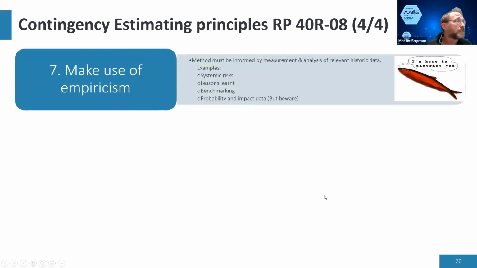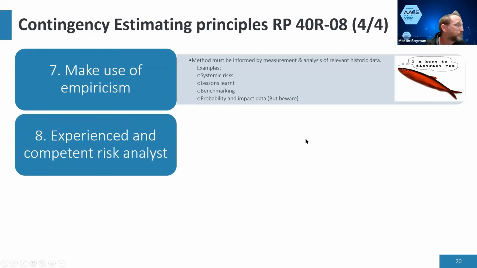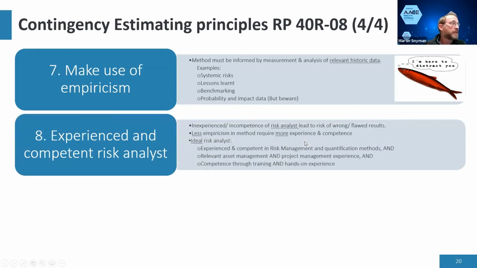Okay, making use of empiricism. You should make use of data wherever possible, specifically for systemic risk, and we'll get into that when we talk about parametric modeling methods. You should look at lessons learned, what risks have happened, how bad did it happen, benchmarking results, probability and impact data for past projects, but beware that sometimes the data can lie to you. I would hazard a guess that most of the people on the call, or probably all of them, nobody on the call has possibly ever had their house burned down. But that doesn't mean that it doesn't happen and that you should go and cancel your fire insurance on your house.